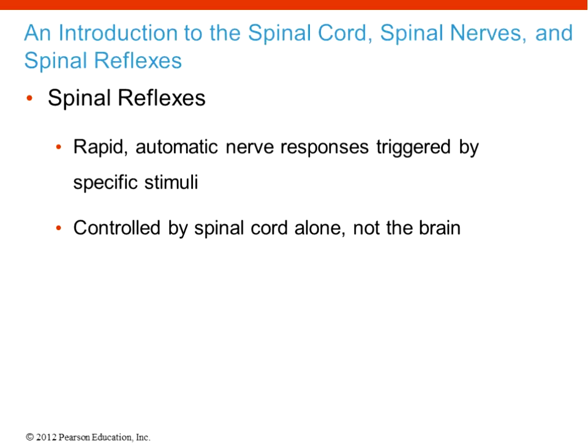As I said, spinal reflexes are the primary thing that we'll be looking at as we go through our lecture. And these, of course, are, as you guys know, rapid automatic responses triggered by some specific stimuli, and they're controlled by the spinal cord. The brain is not getting involved at this time. This is for speed purposes, right?